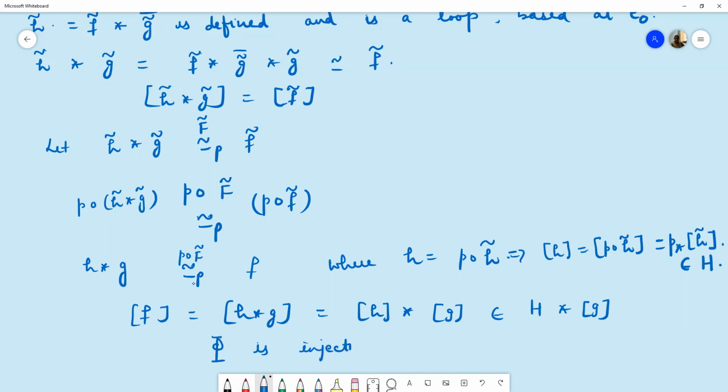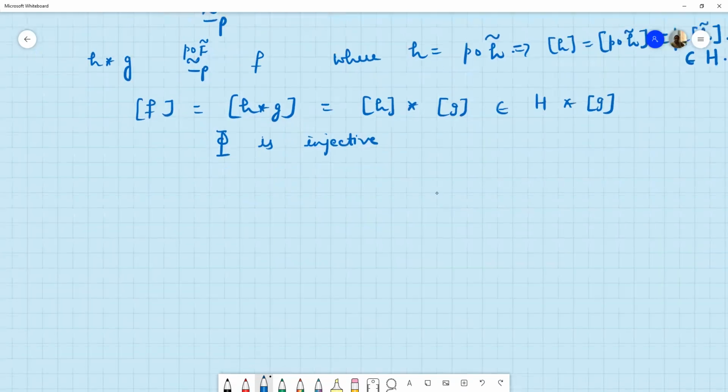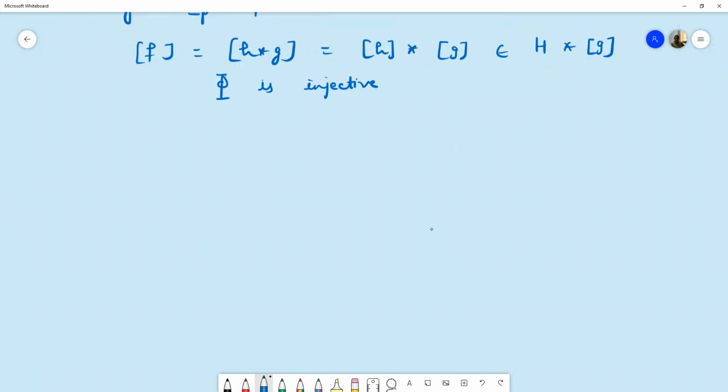And further, we want to prove that if E is path connected, then this capital phi is a surjective mapping. And that is obviously true, because we know that if E is path connected, then small phi is surjective. And if small phi is surjective, then capital phi is also surjective.